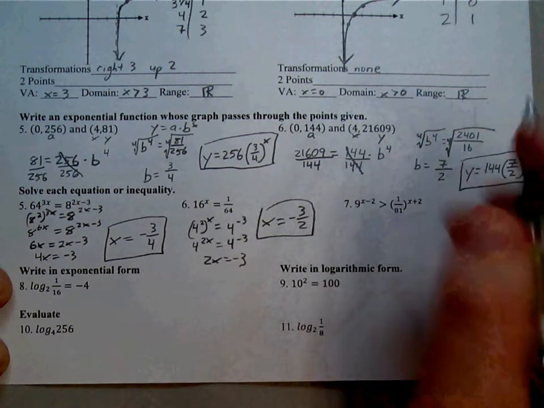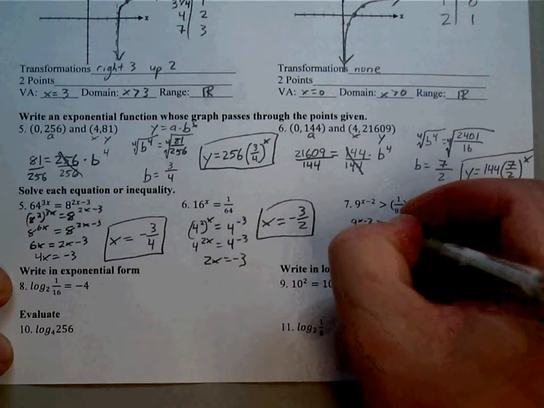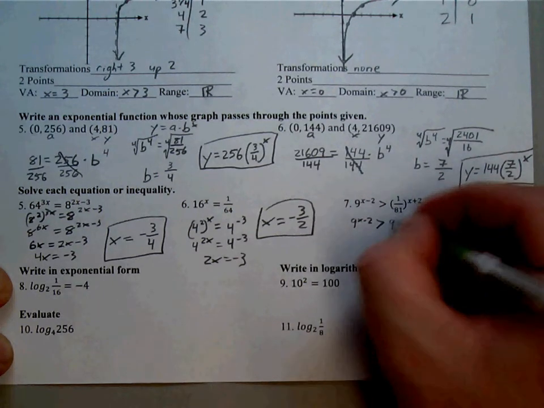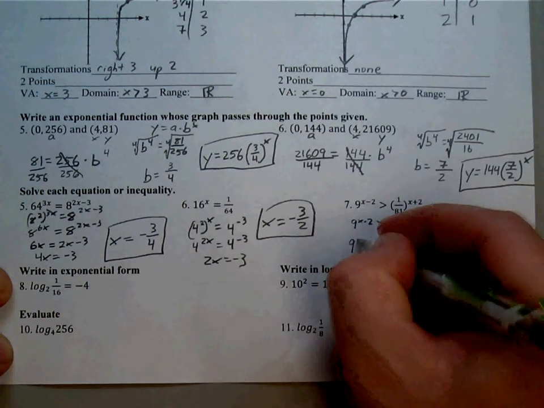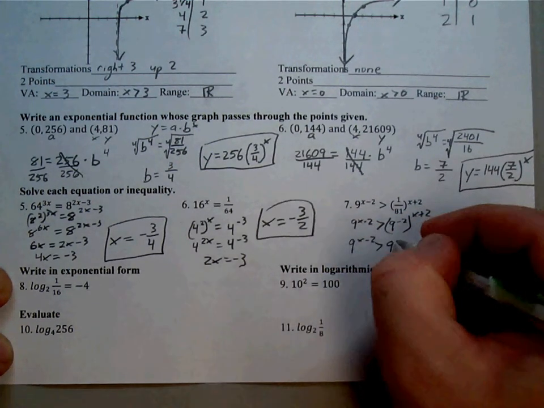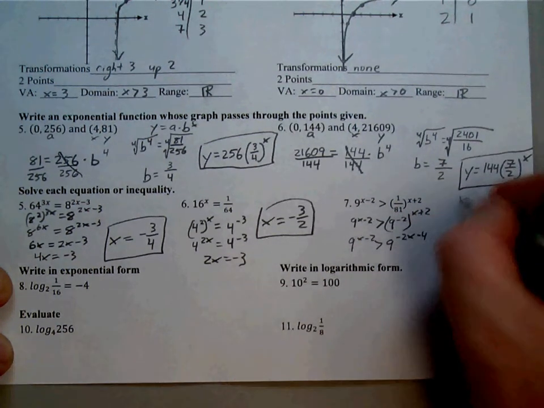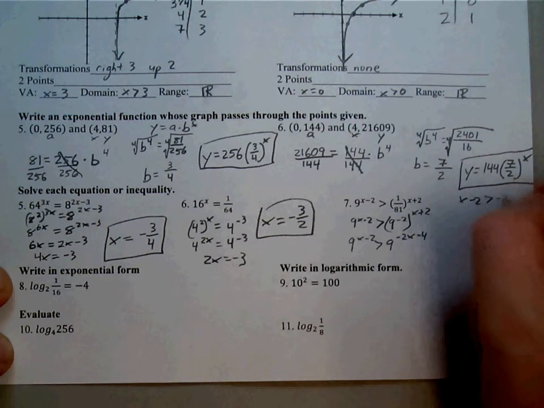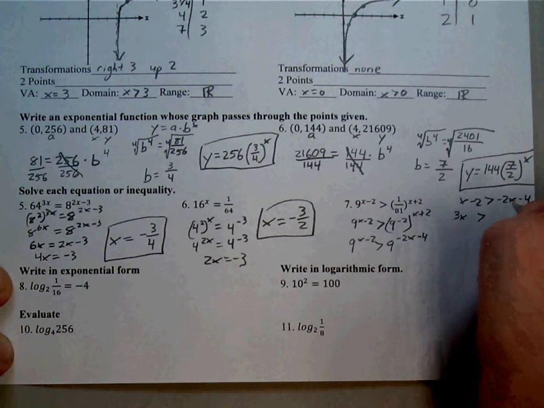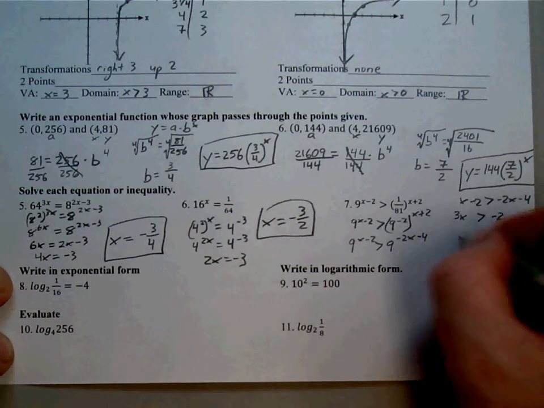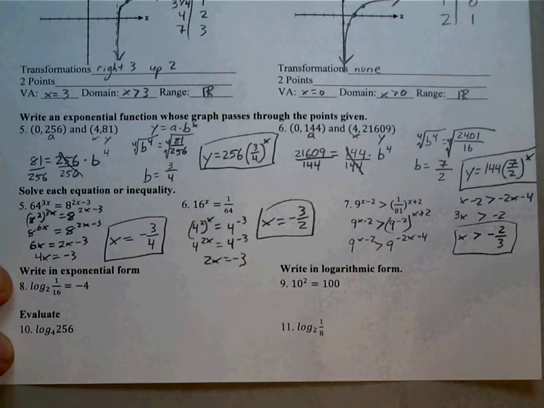I can write these as powers of 9. So it's 9 squared, 9 to the negative 2 then to bring it up. Distribute that exponent, negative 2x minus 4. So x minus 2 has to be greater than negative 2x minus 4. Add 2x and add 2. Divide by 3. Looks like x is greater than negative 2/3.